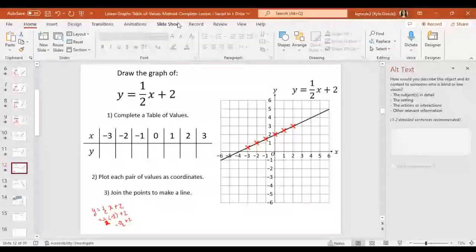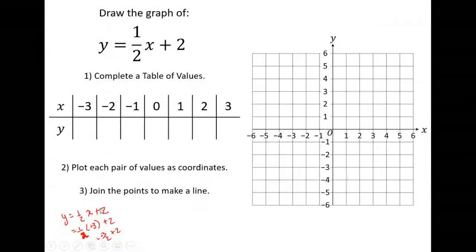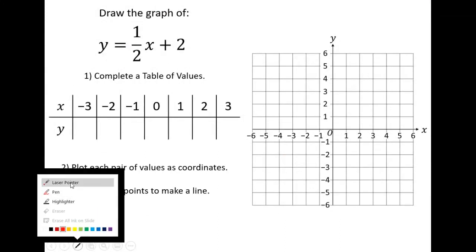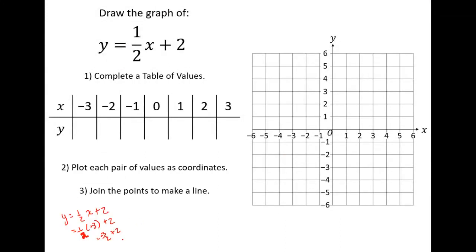So let's go back to our PowerPoint. Okay, so -3/2 plus 2 gives me 1/2 or 0.5. I like decimals better because sometimes you won't get these really nice even numbers, and that's okay. But 0.5 I know how to graph easier than something else, right?